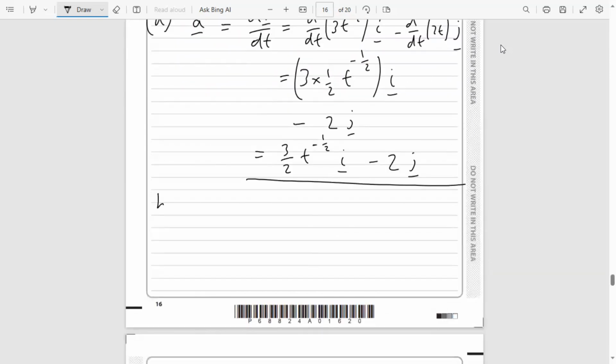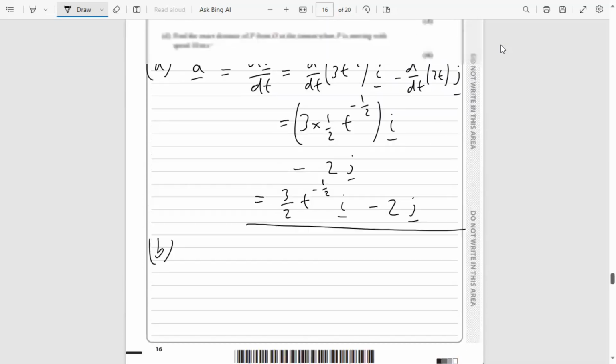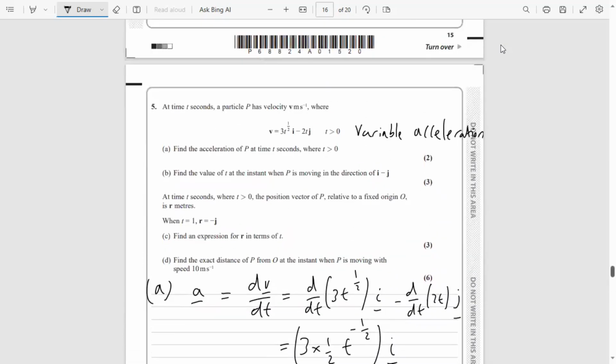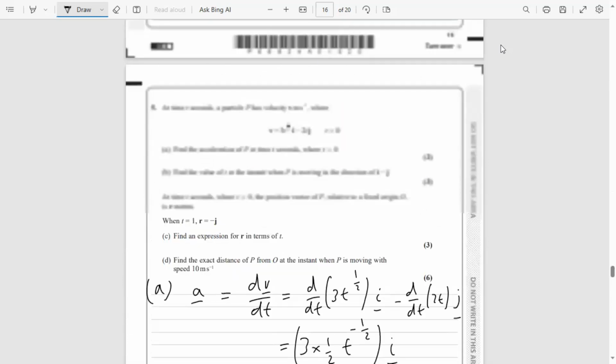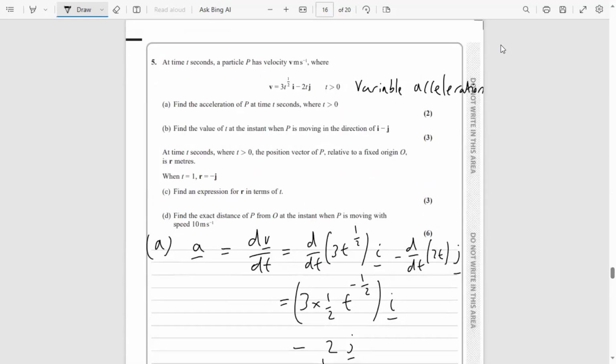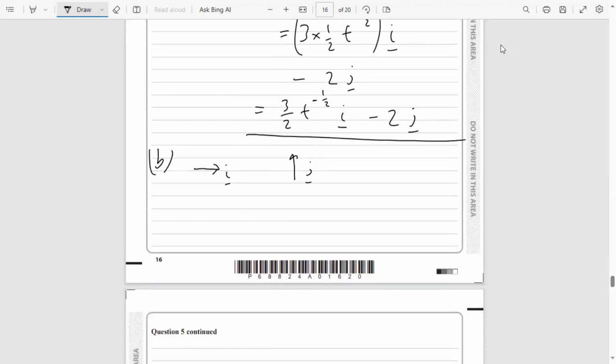Okay, so let's just think about what this means. So i minus j, what direction is this? So remember, your i component is in this direction, your j component is in this direction. So a vector or a particle moving in the direction i minus j. So i is going to look like this. Minus j is going to look like this. So the opposite of this j there, that's going to be minus j.